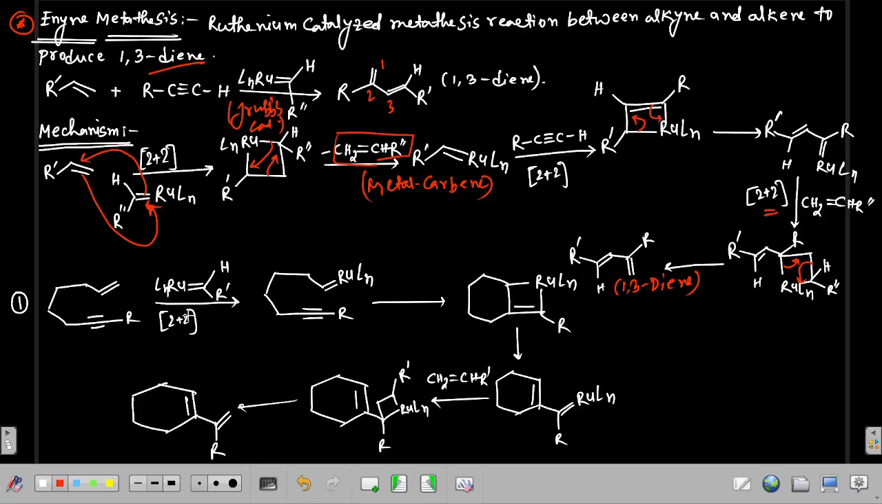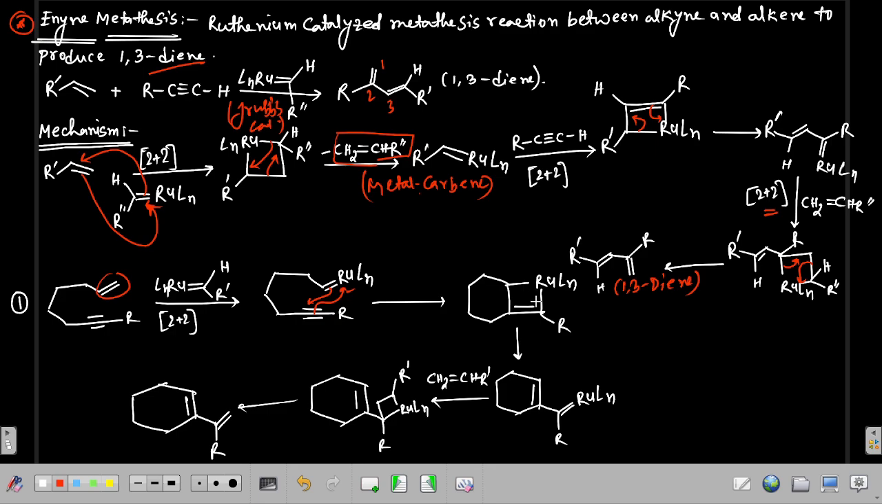Now this is another, like this is an intramolecular enyne metathesis. First, same as 2+2, this alkene will undergo a 2+2 cycloaddition with this ruthenium carbene complex to form this metal carbene complex like this. Again, now this metal carbene complex will react with this triple bond, and it will form this type of cyclobutane type of intermediate.